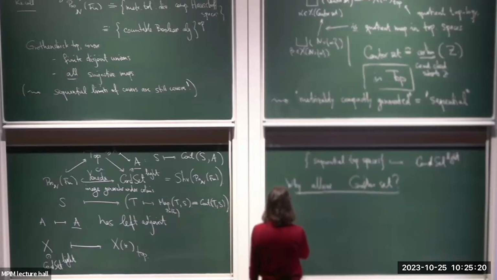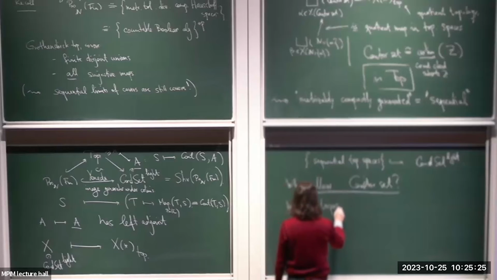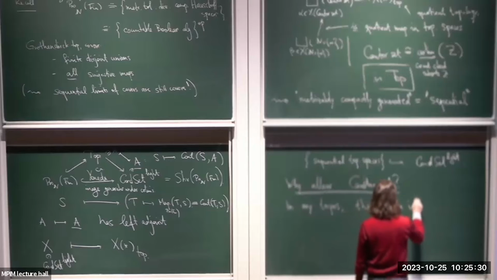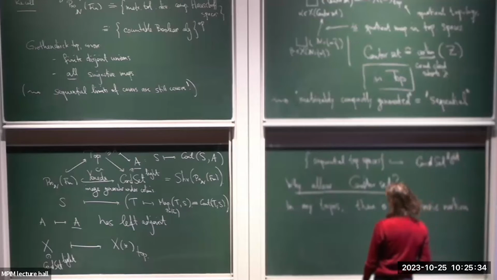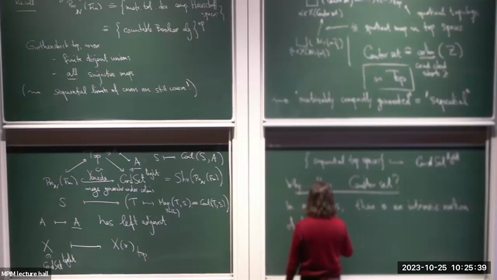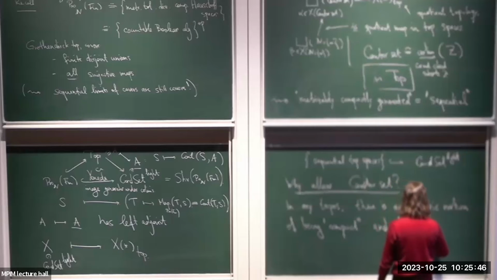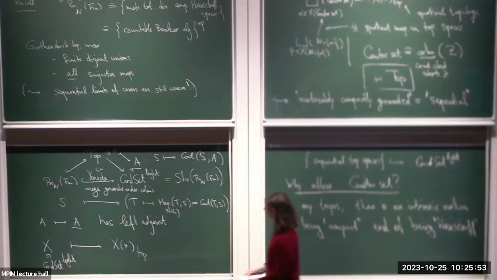So the reason is that in any topos, so for example whenever you have sheaves on any site, there is an intrinsic notion of being compact and of being Hausdorff. So these are the following notions that I want to recall.